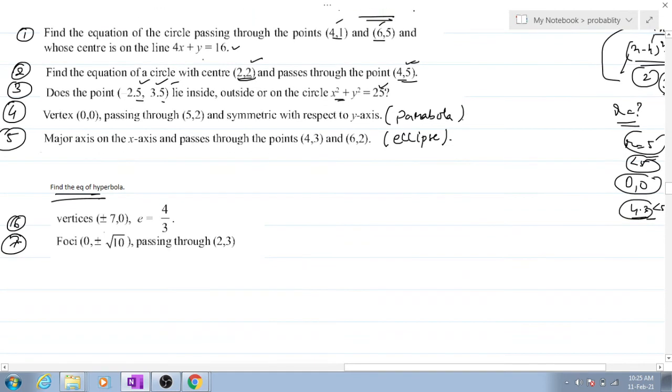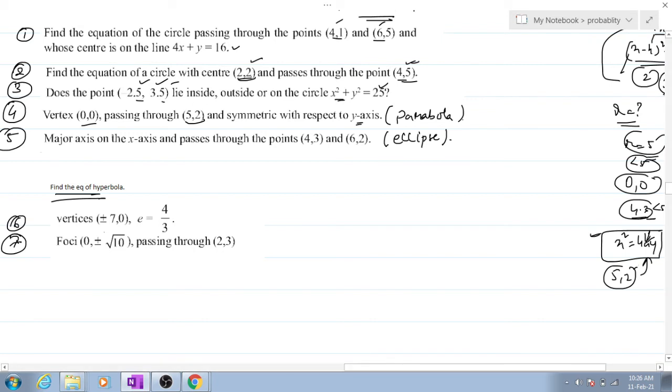Yes or no? Moving on to the fourth one, vertex is 0, 0, passes through this point, symmetric with respect to y-axis. So your equation is this one. Then you substitute 5 and 2 in this equation to get the value for a, and then substitute the value for a in the standard equation. Clear? It's symmetric about the y-axis, so it is x square is equal to 4ay.